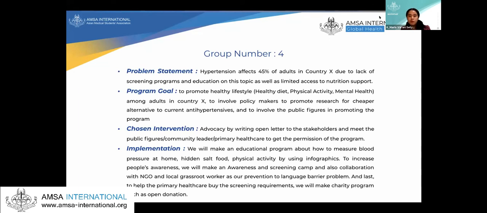We will also collaborate with people so that people would not have a language barrier. And last, to help primary healthcare buy screening requirements, we would make a charity program such as open donation.